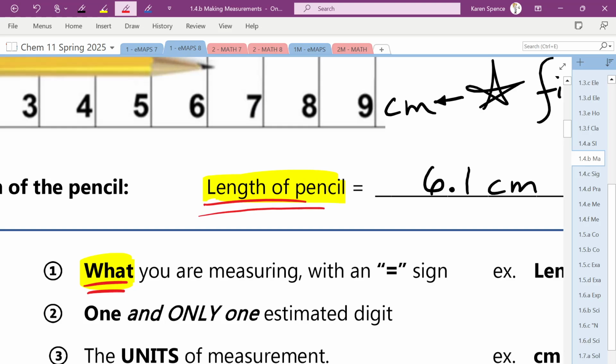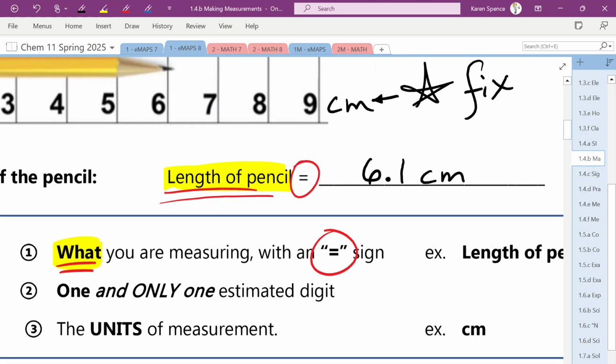You're measuring the length of the pencil. So you're actually literally going to write down length of pencil, and then you're going to have an equal sign. And in your measurement, this 6 is certain. That means we are not guessing. We know it is a 6.